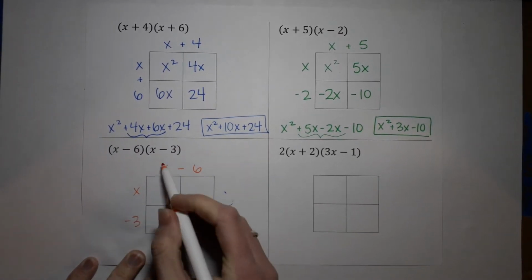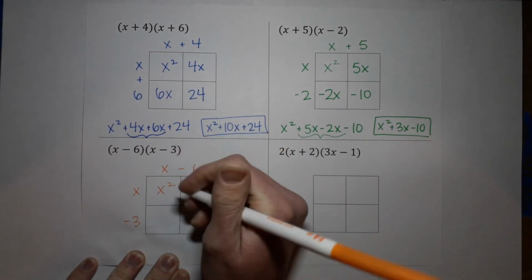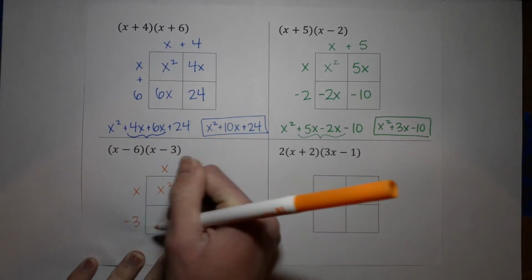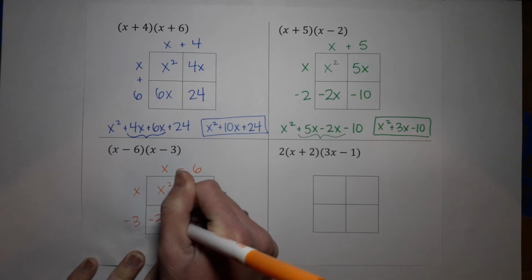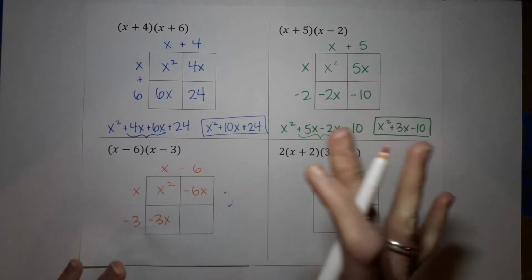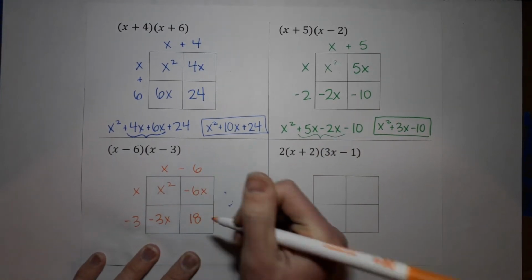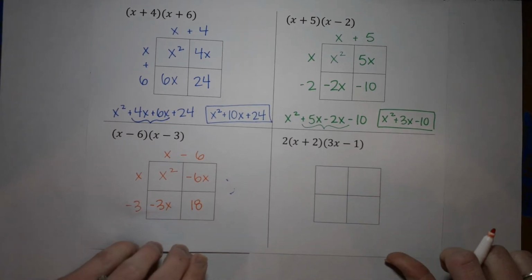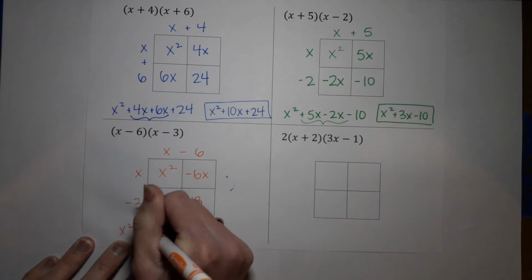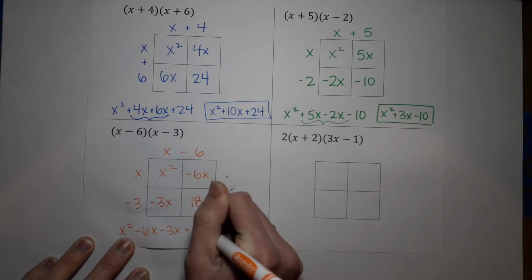Okay, x times x, again, gives me x squared. Negative 6 times x gives me a negative 6x. Okay, x times negative 3 gives me negative 3x. And negative 3 times negative 6. Negative times a negative gives me a positive. So this will be a positive 18. Okay. Now, here we go. x squared minus 6x minus 3x plus 18.